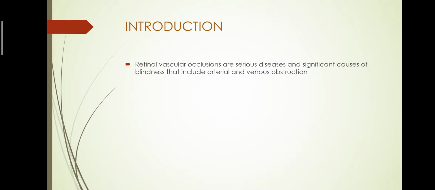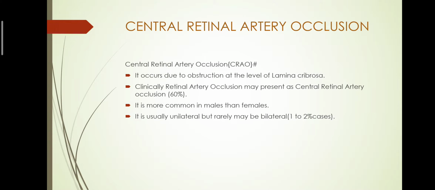So what are the vascular occlusions? Retinal vascular occlusions are serious diseases as they cause significant blindness. What are the vessels in the retina? Similar to anywhere in the body, the main vessels are artery and vein. So vascular occlusions include arterial obstruction and venous obstruction. First we'll be dealing with artery obstruction. Artery occlusion is again subclassified, which I'll be telling you.